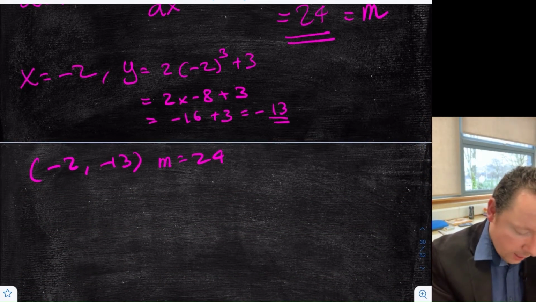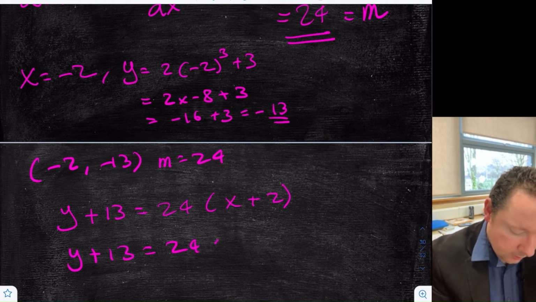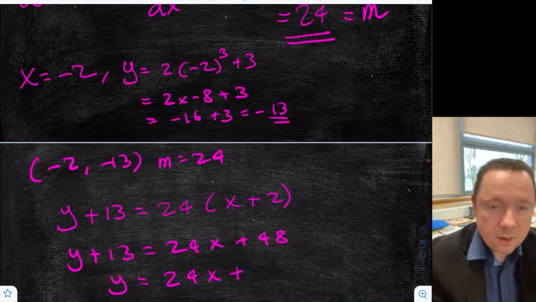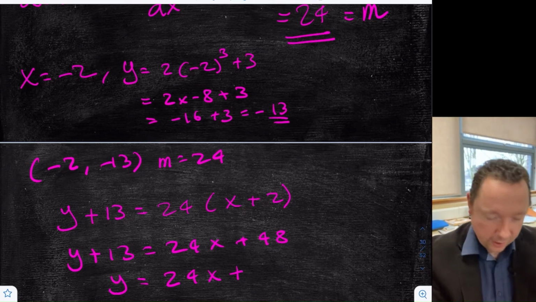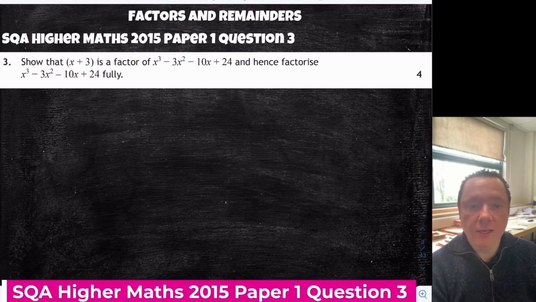So that means that y plus 13 equals 24 times x plus 2. y plus 13 is 24x plus 48. Or y equals 24x plus 48 minus 13, which is 35. And we're done there.